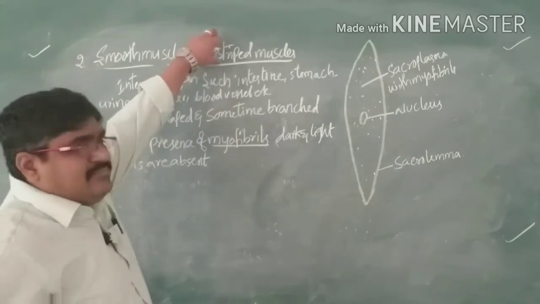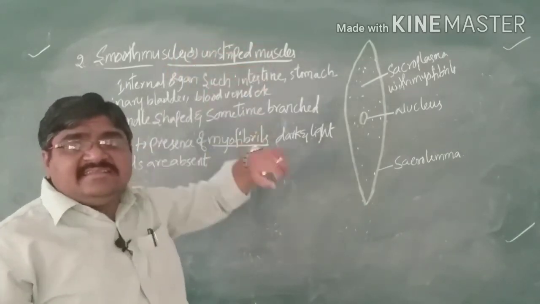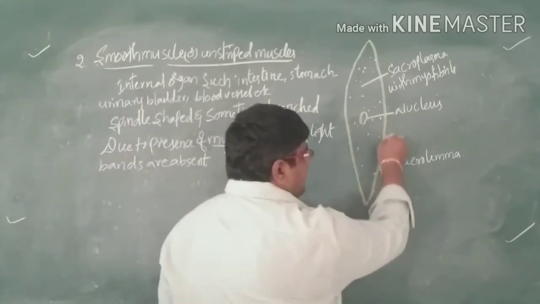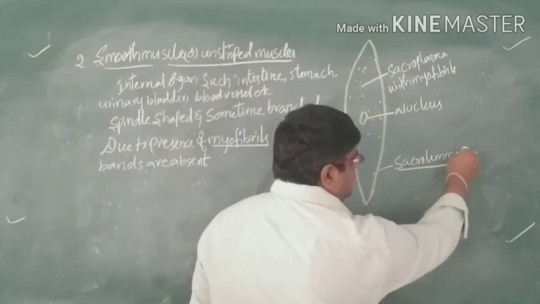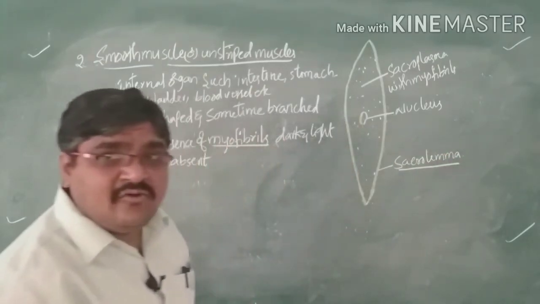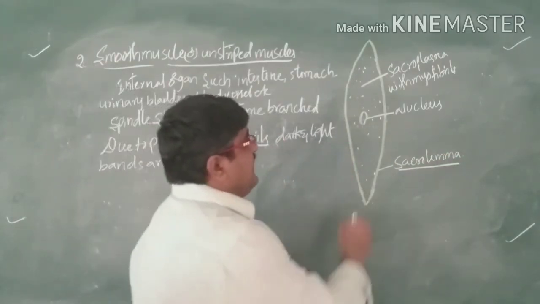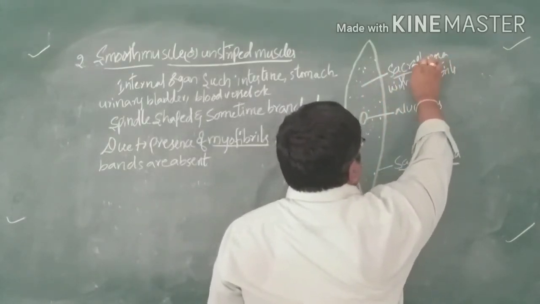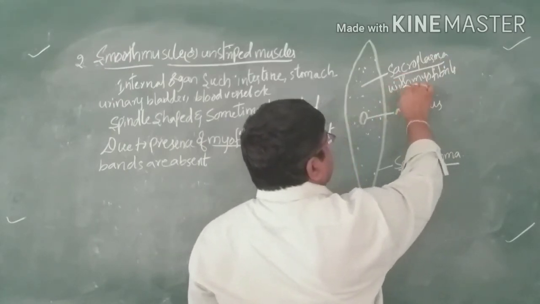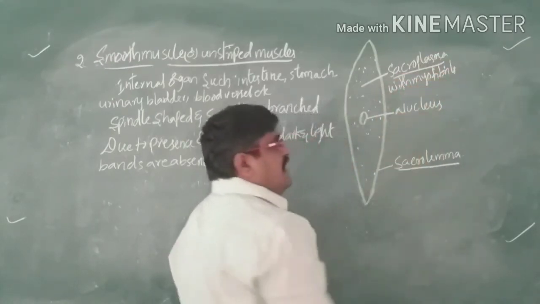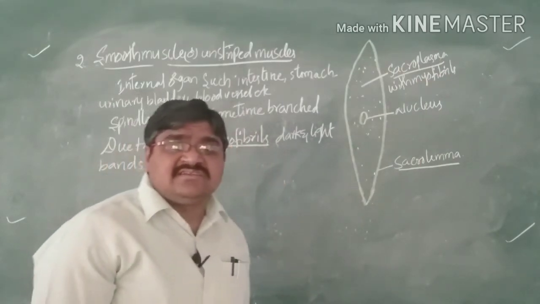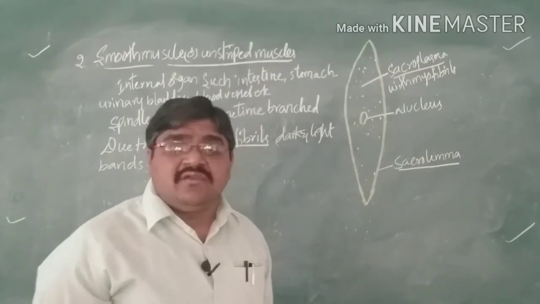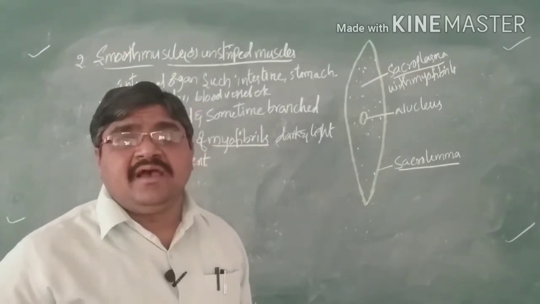So these muscles are called unstriped muscles. They consist of a thin plasma membrane, and a dense cytoplasm called the sarcoplasm. The cytoplasm present in muscle cells we call the sarcoplasm, which contains myofibrils. Because of these myofibrils, the dark bands and white bands are absent, so we call them unstriped muscles.